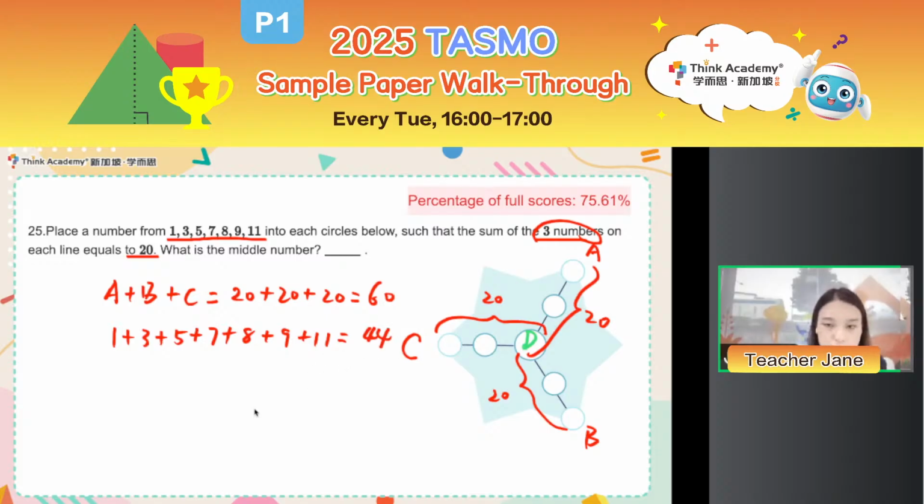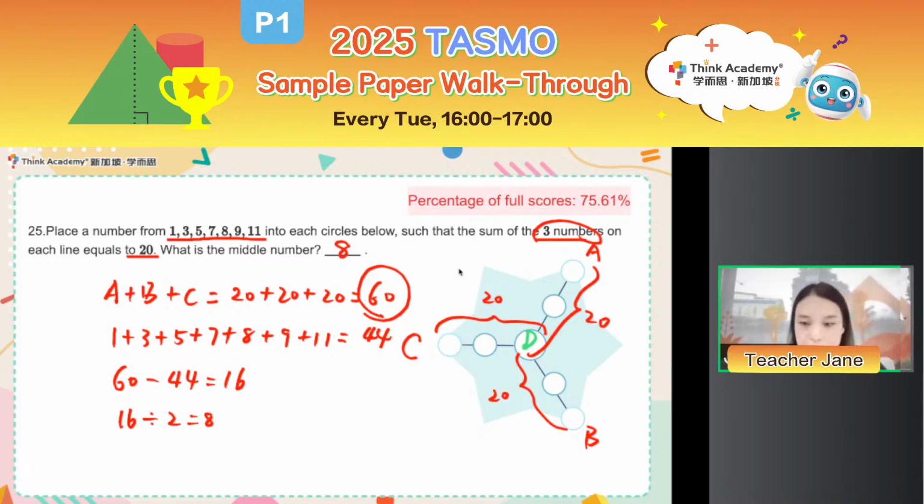But right now, because we counted the number D extra times, we get a little bit more than what we need, right? So actually, how can we find the number D? We just use 60 minus 44, which gives us 16. And this means the two extra D's together make the sum, right? So this time we just use 16 divided by 2, which gives us 8. So actually the number here is 8. This is how we solve the problem. Okay, so everyone, this is how we can do it.